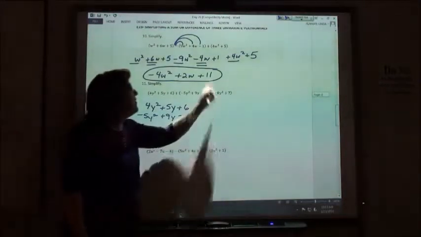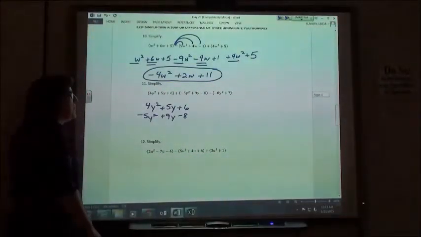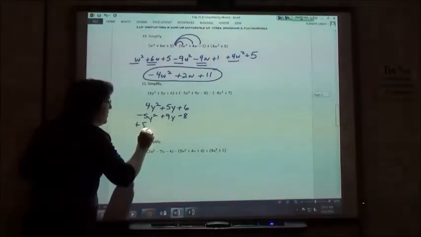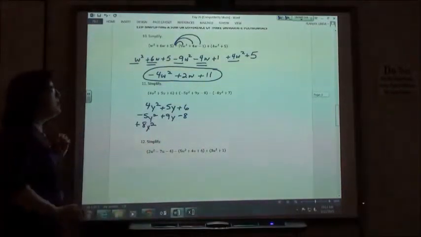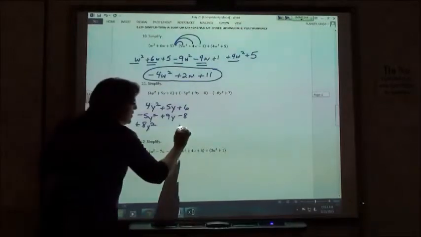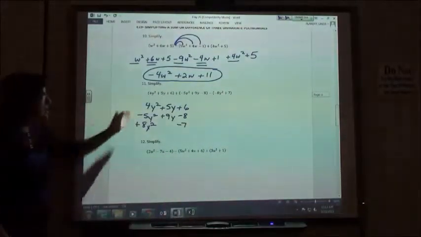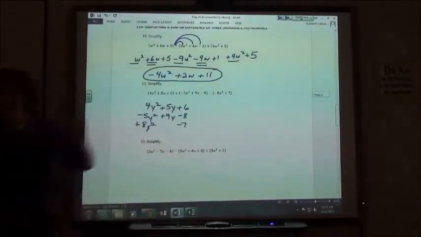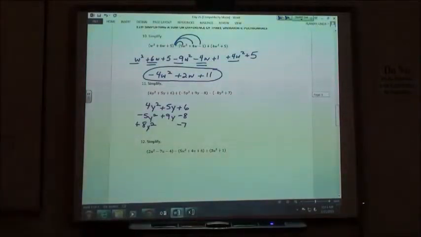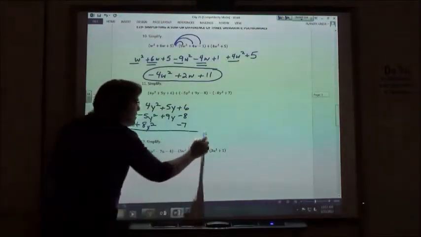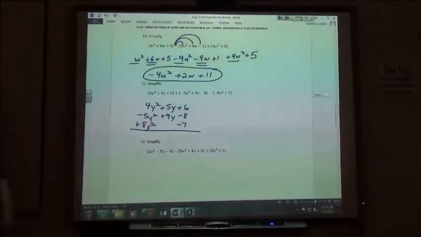So what am I going to have? Positive 8y squared and minus 7. And notice I'll put the minus 7 way on the end so that all their like terms line up nice and neat, since they didn't have any y's in the middle. And that way it's easier to see what goes together if you line them up that way.